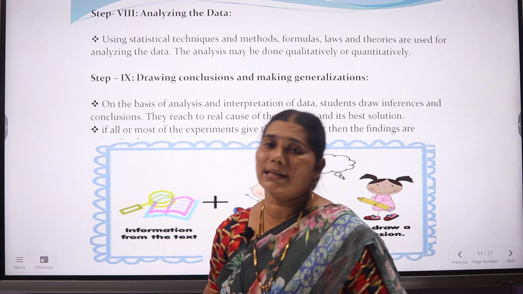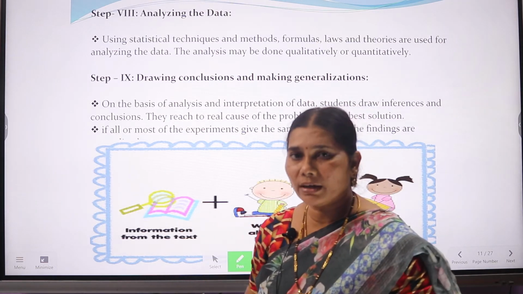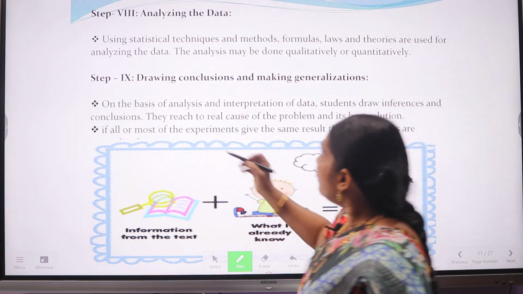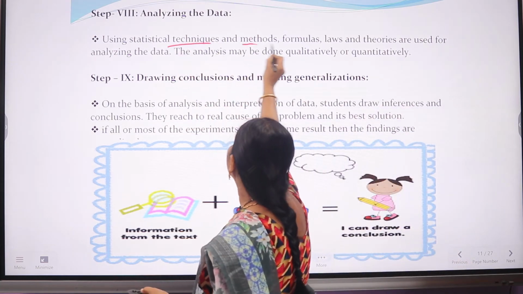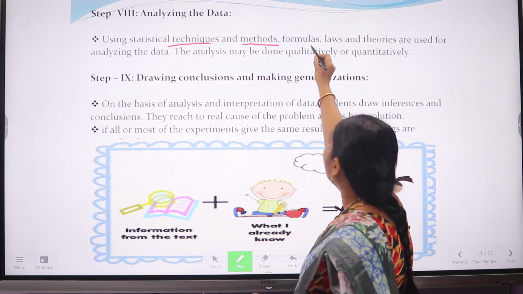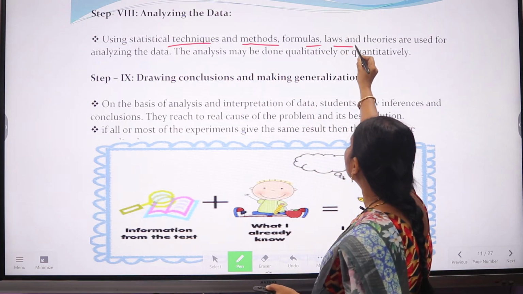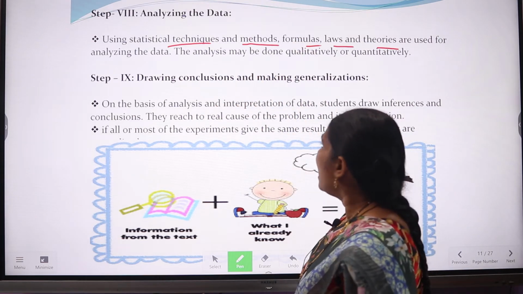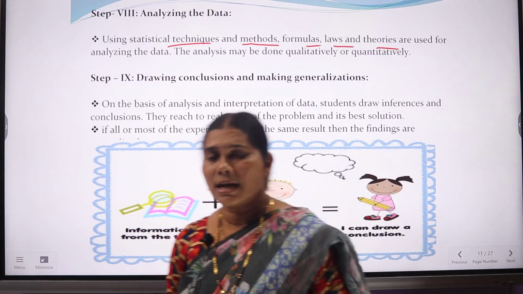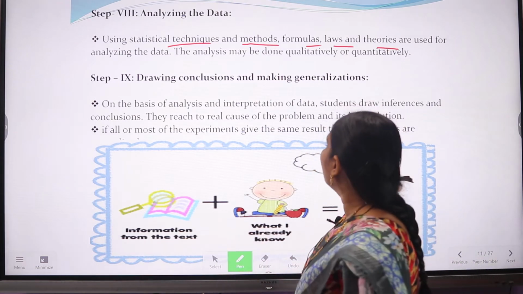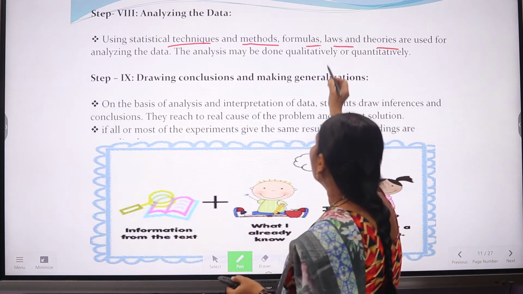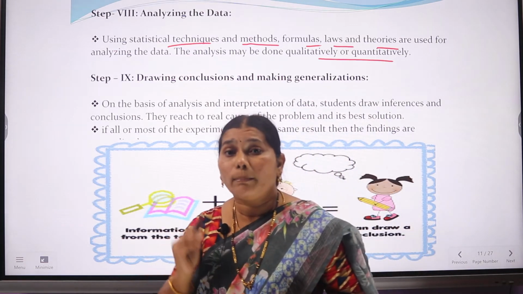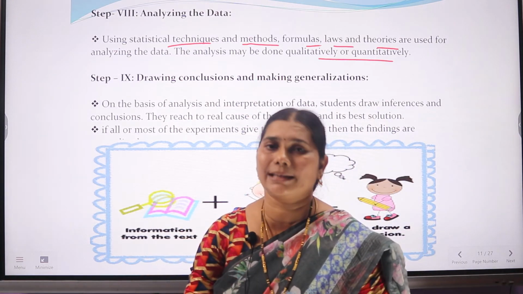Then the next step is analyzing the data. The data from the experimentation which we have done is analyzed by using different statistical techniques and methods, by using formulae or some laws. Theories are used for analyzing the data, and this data may be analyzed either by using qualitative techniques or by using quantitative techniques. Both of them could be used based on the problem which you have selected.